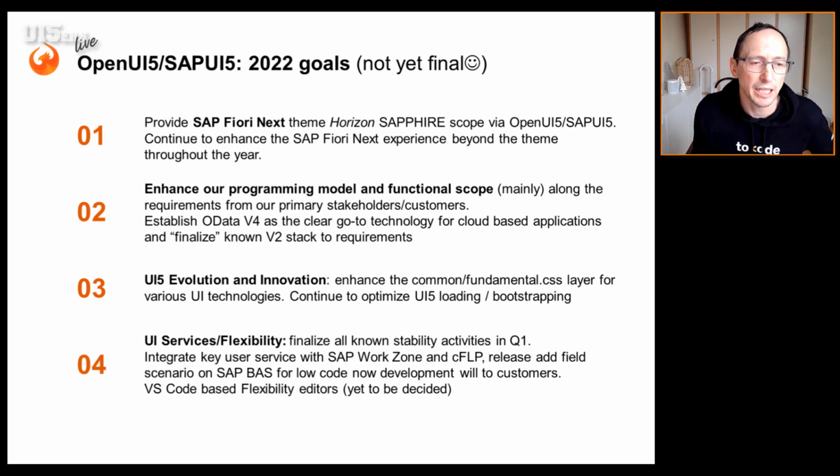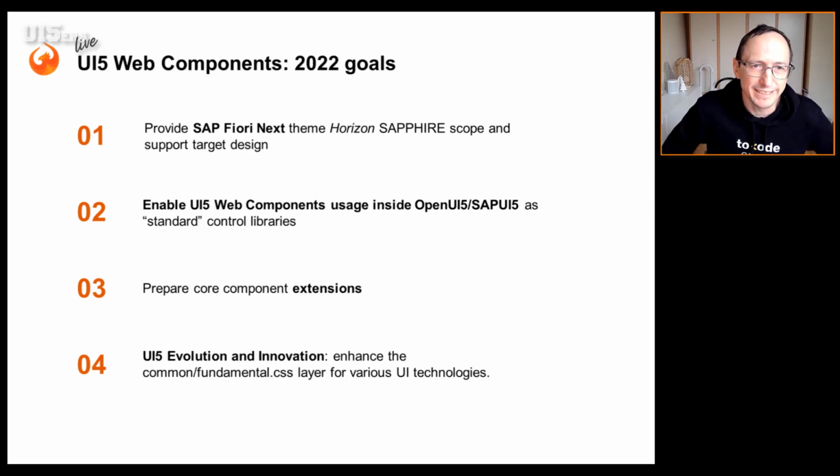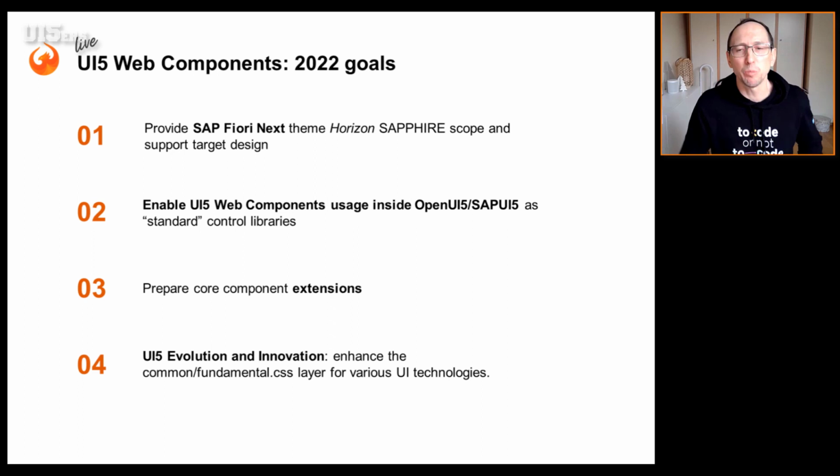So these are somehow the higher-level blocks that we look into for UI5 in 2022. I know it's not the focus of this call. Still, I would like to quickly look at the web components goals. The first one I keep short, as it is identical with the Horizon theme. Nevertheless I put it in. We want to enable web components to be used inside SAP UI5, not only OpenUI5, as standard control libraries, as web components play a more important role in the future.